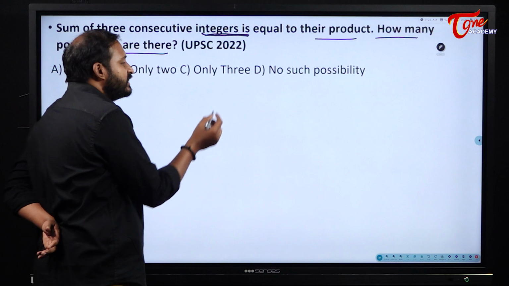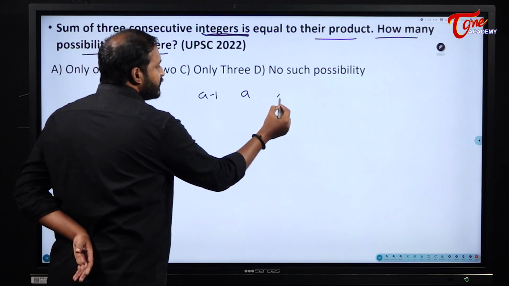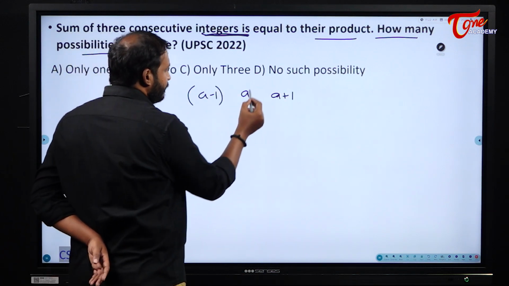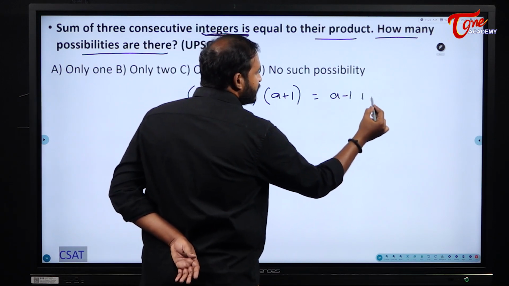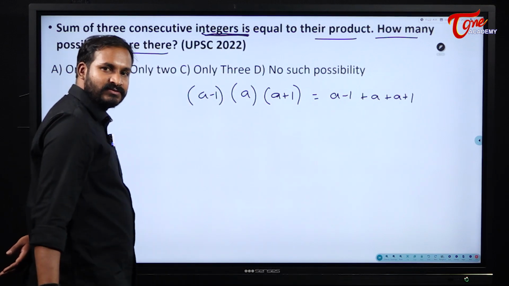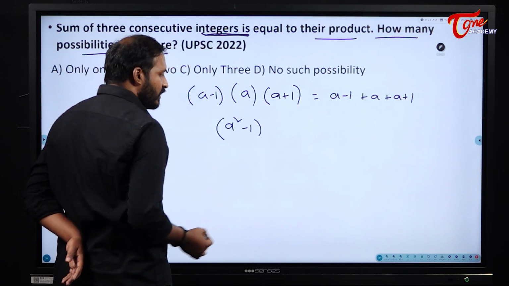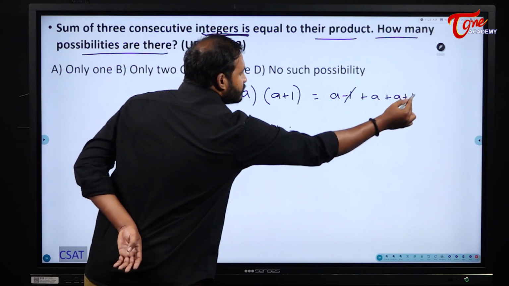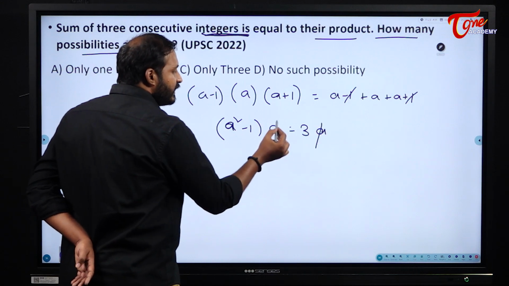So for three consecutive integers, I will take them as a minus 1, a, and a plus 1. Already I told you the reason behind that. The product of these three should be equal to the sum of these three. (a minus 1) into a into (a plus 1) equals a minus 1 plus a plus a plus 1. Now what happens to this? (a minus 1) into (a plus 1) becomes a square minus 1 square. So 1 square is 1 only. So I will write it as (a square minus 1) into a, that is equal to, plus 1 minus 1 will get cancelled, and I will have here 3a. So now a and a will get cancelled.